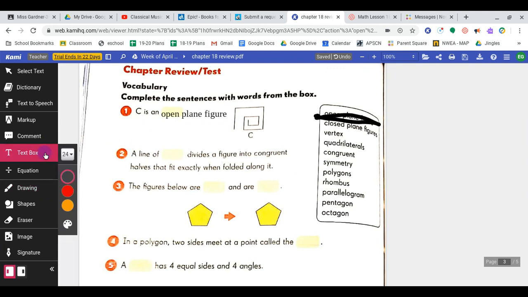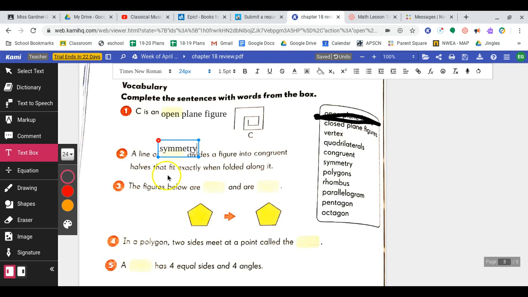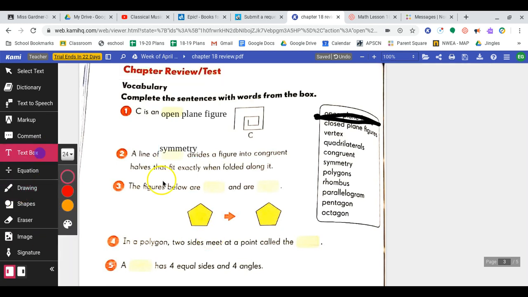Next, it says a line of blank divides a figure into congruent halves that fit exactly when folded along it. Do you know? Symmetry is the one that we just reviewed on the page before. Okay. Next, it says the figures below are blank and are blank. This is kind of a confusing one because you might be thinking how many sides it has. It's got 5 sides, which makes it a pentagon, which is true. That's not what they're looking for, though. It's looking for, rather than an open plane figure, this is called a closed plane figure.